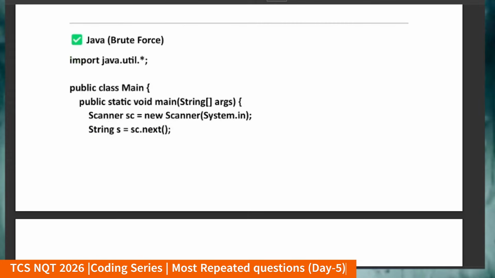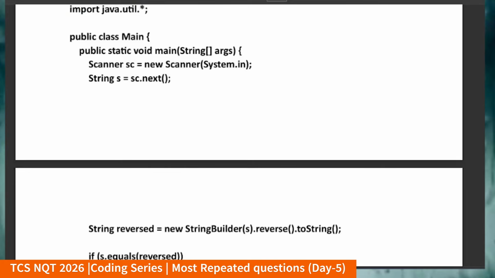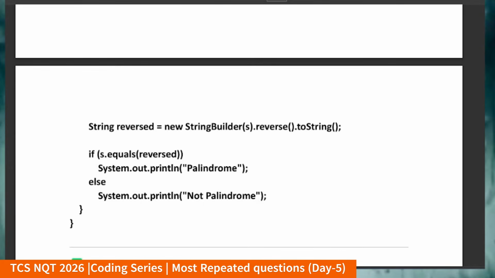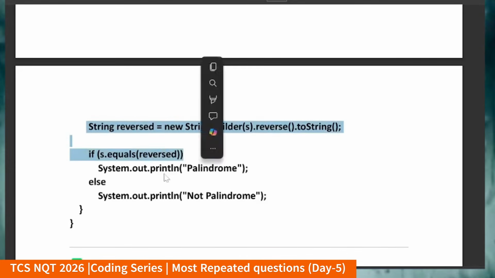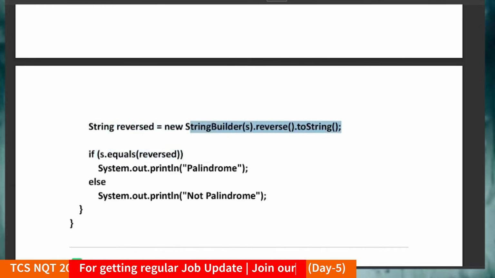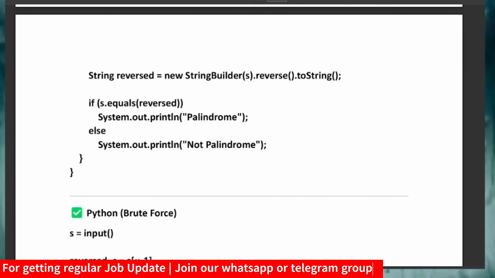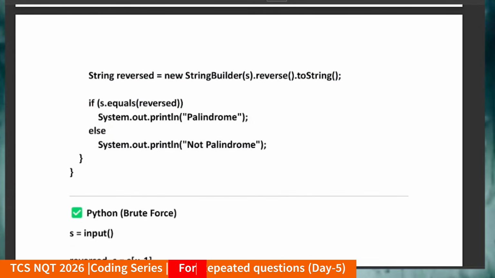And other you can go through the Java brute force, again taking the input, and same thing, just I am reversing this by using the StringBuilder s.reverse().toString(), and I am checking that if s.equals(reverse), meaning if original and reverse both are equal or not. If it is equal, I will basically print palindrome, otherwise not a palindrome.